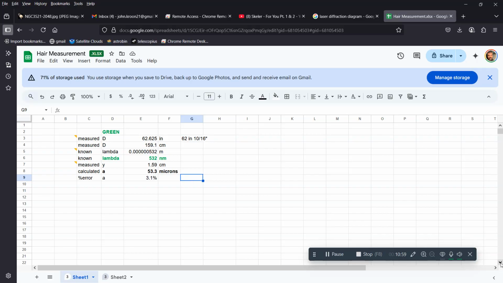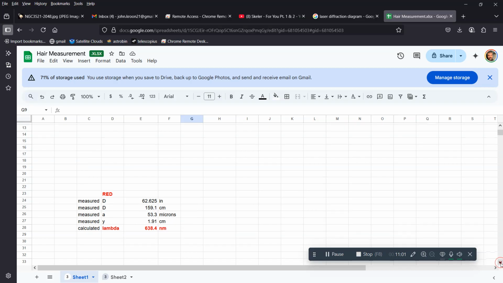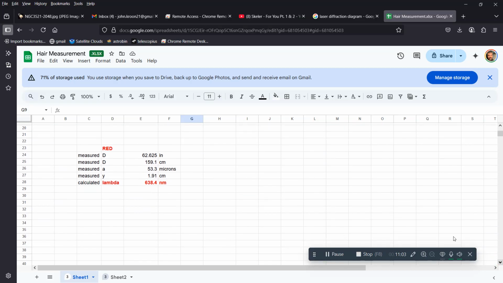So the next part is to take a red laser, and this one does not have a known wavelength. So we had to now take the information from the a, that distance between the pixels, and calculate, or rather experimentally measure the wavelength of the red laser light.